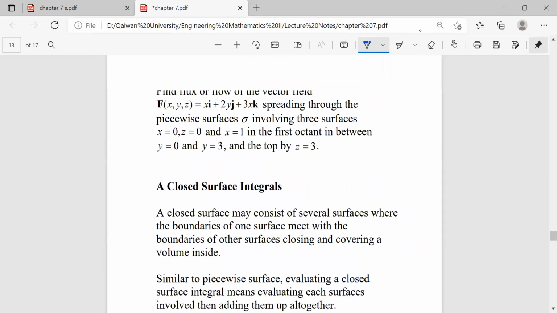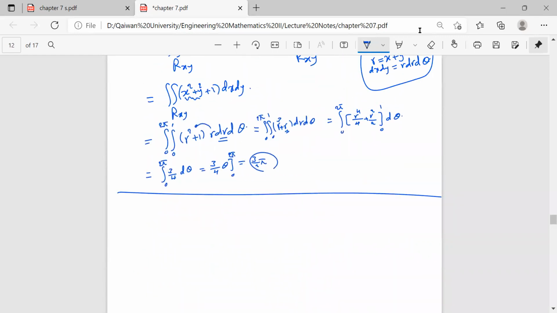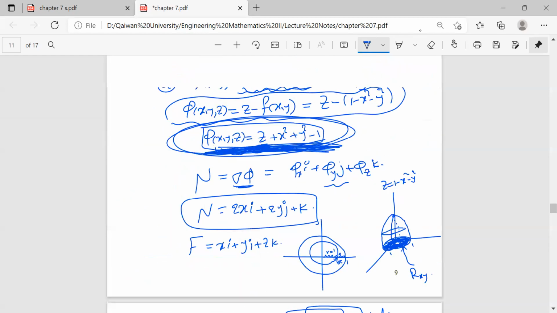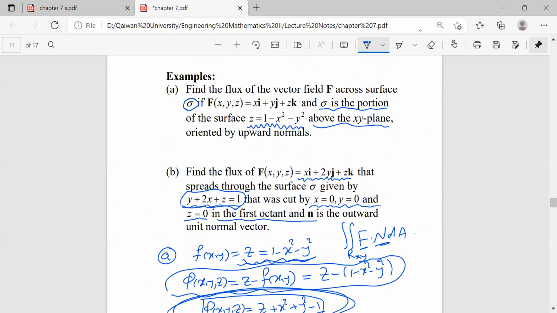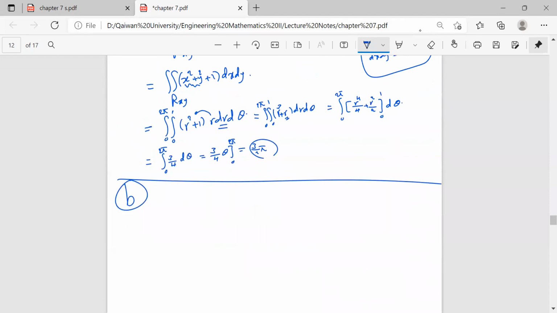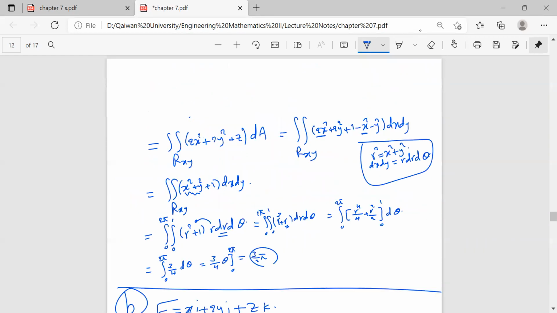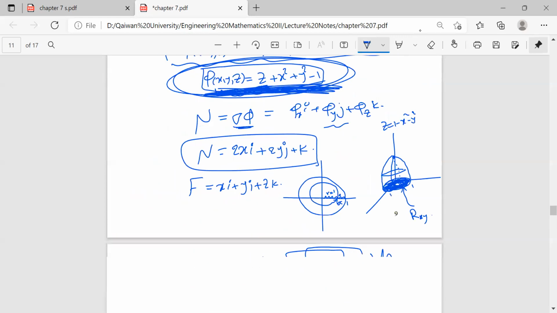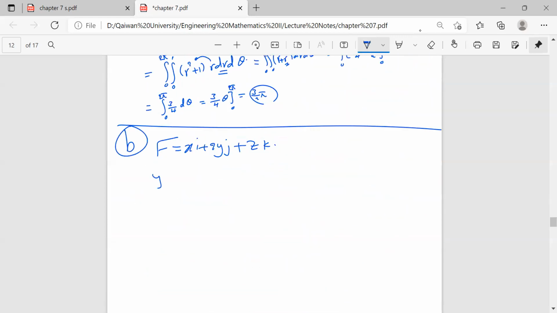Let's first write down the given information. It says f of x, y, z equals xi plus 2yj plus zk. F equals xi plus 2yj plus zk. And this is sigma: y plus 2x plus z equals 1.